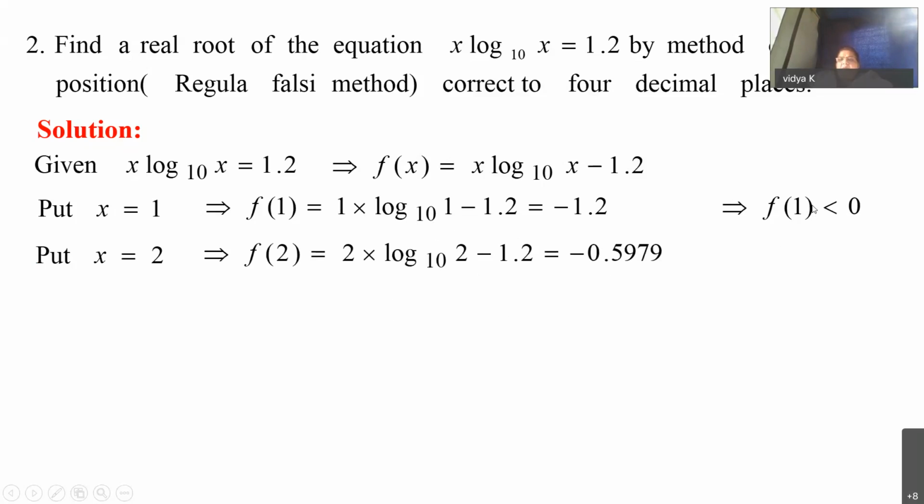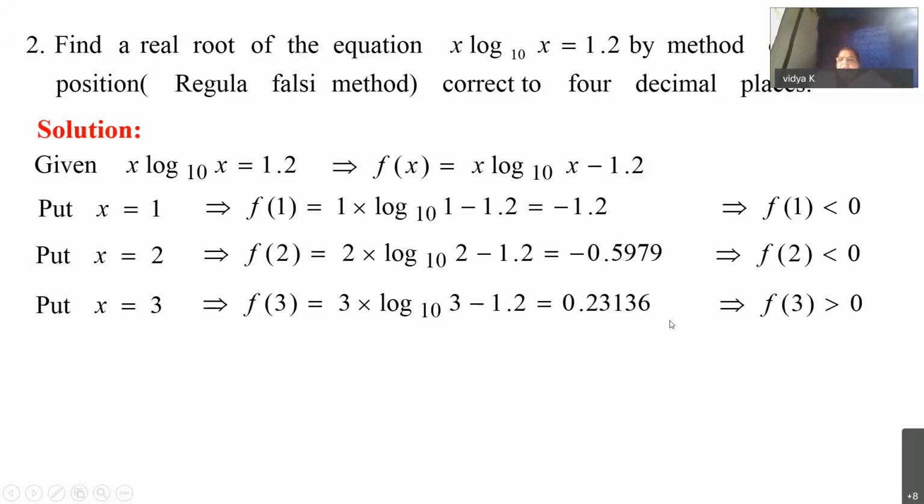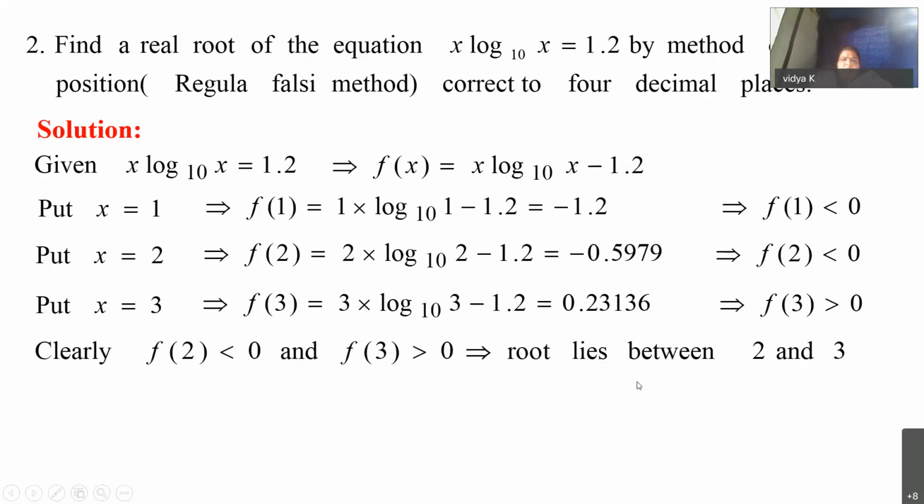So f at 1 is negative, f at 2 is also negative, so discard. Root won't lie between 1 and 2 now. Go to x equal to 3, you get positive. So f at 3 is positive, f at 2 is negative. So they are differing by sign. So you can say now root lies between 2 and 3.